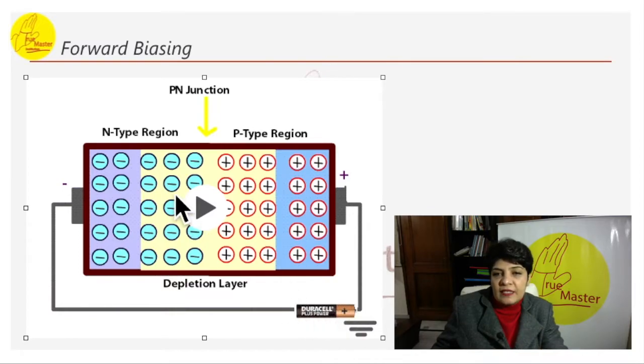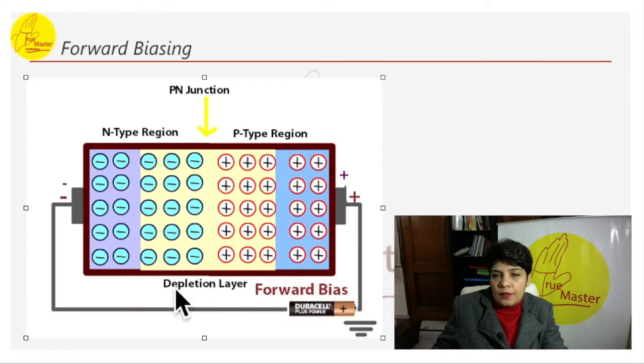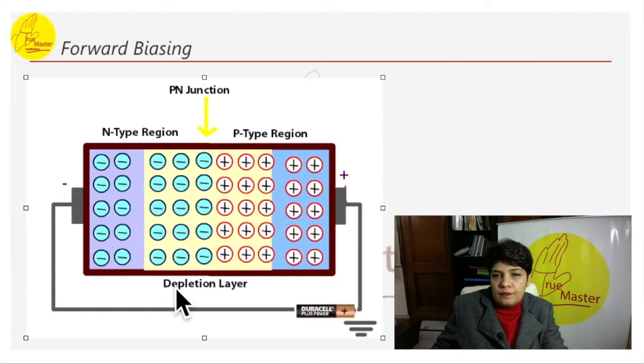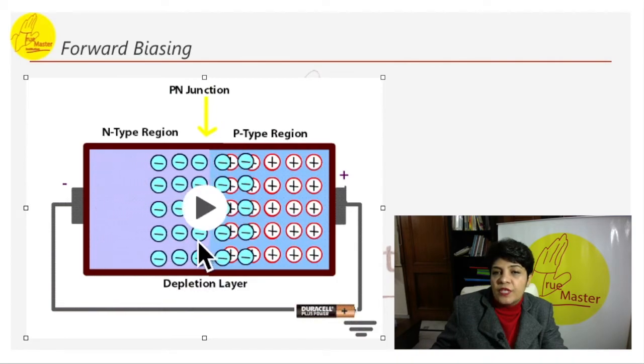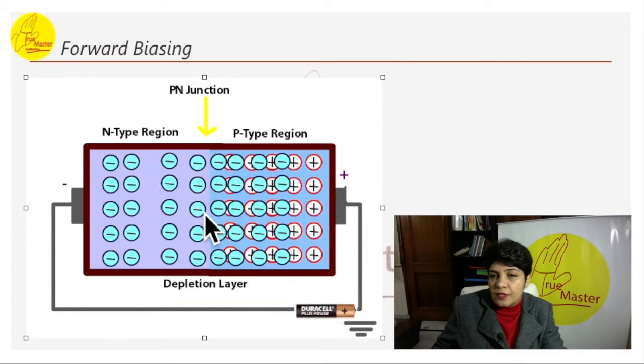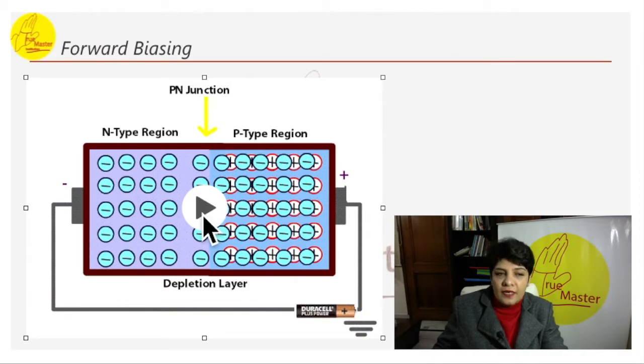So let's play this animation and see, and eventually you will see all the electrons start moving in this direction. Let's play this. So if you see now, all the electrons are moving in this direction. See, all. So it becomes a good conductor. I hope this was clear to you.